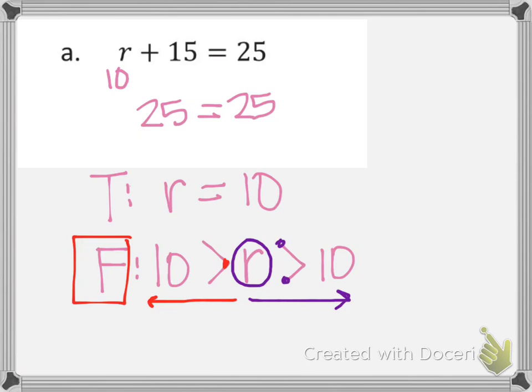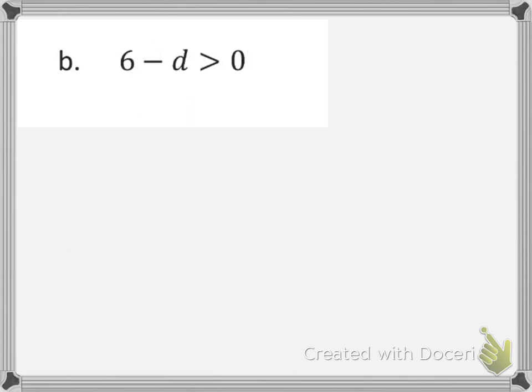So there's part A. It's a lot easier when they're equations because there's only one way that it's true. But in an inequality like this one, there are an infinite number of ways that make the inequality true, and there's an infinite number of ways that make the inequality false, and we have to find that balance point.